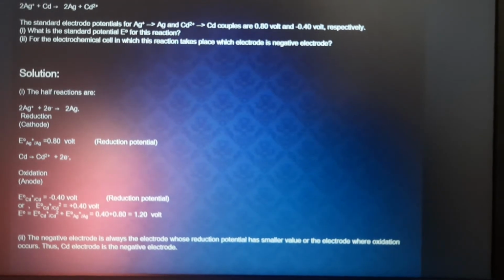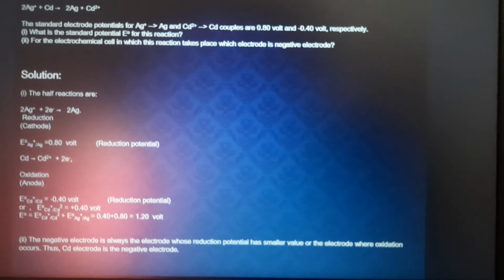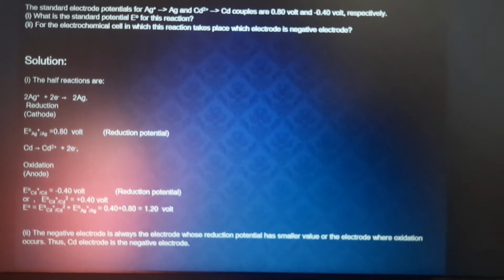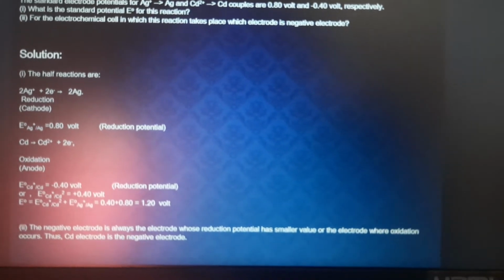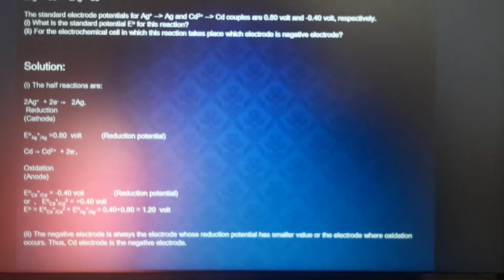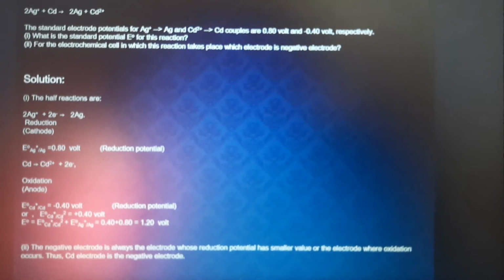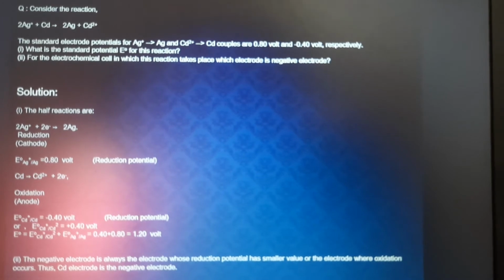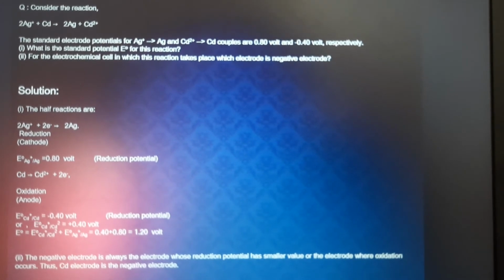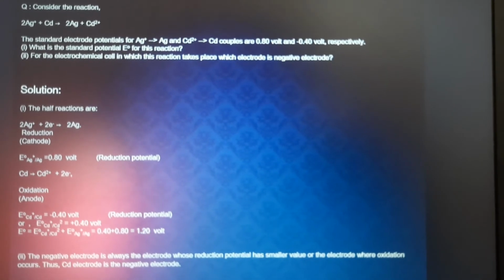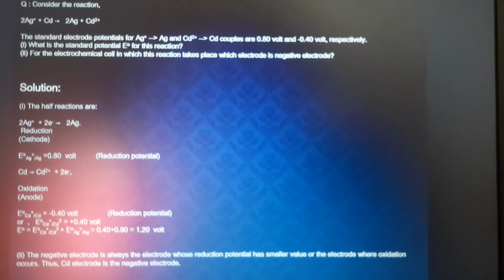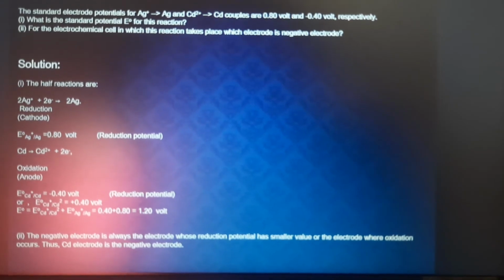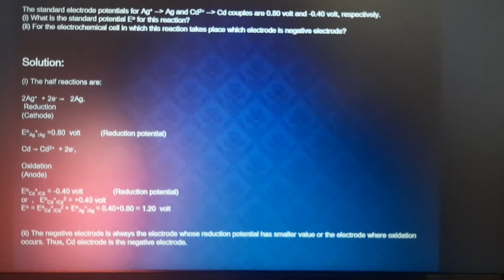We have to just determine the half reactions of this cell. So we have written the half reactions, silver and cadmium. Here silver is the cathode. We can see from the question given, and cadmium is used as anode. You can also see that from the question. So we have determined the electrode potentials.